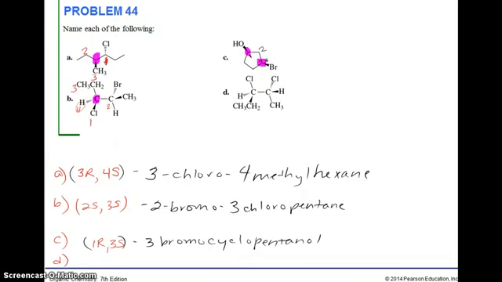And for D, 2,3-dichloropentane. Now we look to our stereocenters, and they are on carbons 2 and 3. And when we analyze that, we get 2R, 3R.